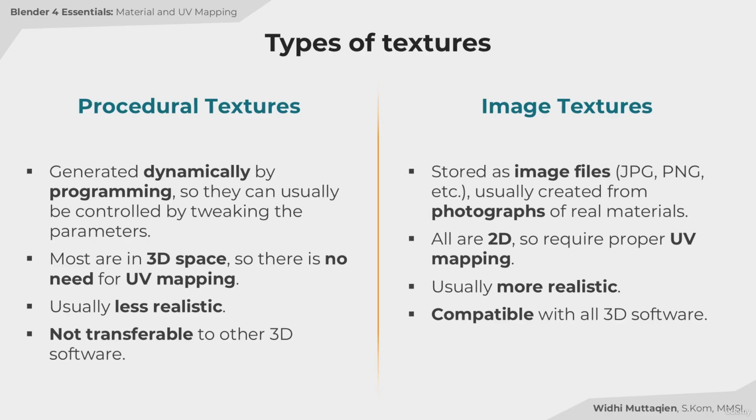Because they are 2D images that we need to place onto the objects, we need a way to map them correctly. This mapping method is what we call UV mapping. Again, we cannot use image textures if the 3D models do not have proper UV maps. The nice thing about image textures is that they are accepted globally, or can be used across different 3D software. Let's discuss the procedural texture first, and then later discuss image textures, and finally UV mapping.